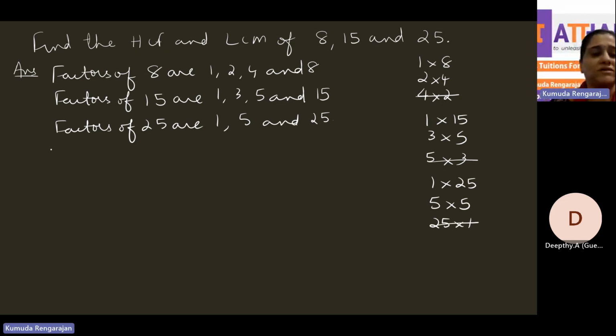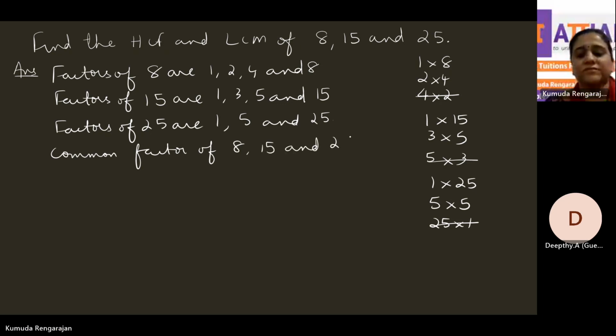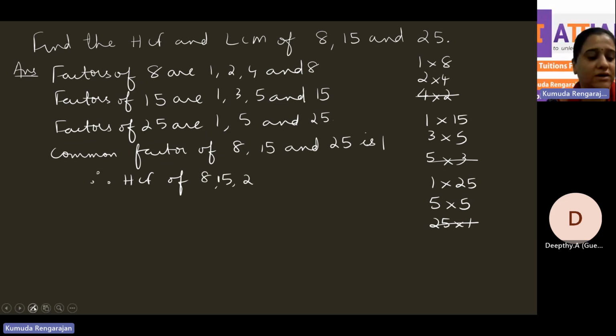So what's the common factor? What are the common factors? Mom, 1. Yes, the common factor of 8, 15, and 25 is 1. Therefore, HCF of 8, 15 and 25.